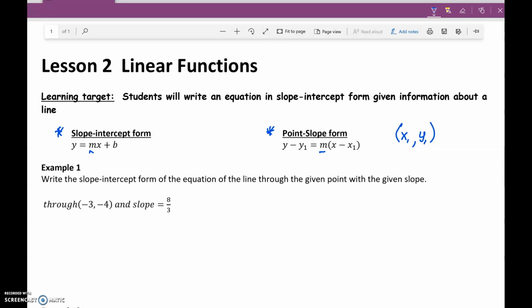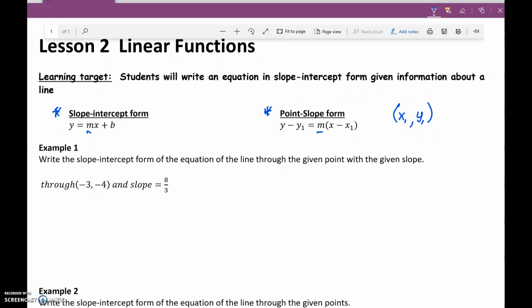So if you look at example number 1, we want to write an equation in slope-intercept form. But it just depends on what information is given to you. If you want to write something in slope-intercept form, you got to know the slope and the y-intercept. Well, for this particular example, we don't know the y-intercept, but we do know a point and the slope. Whenever you're given a point and a slope, we always want to use point-slope form. Then we can convert that, remember, into slope-intercept form.